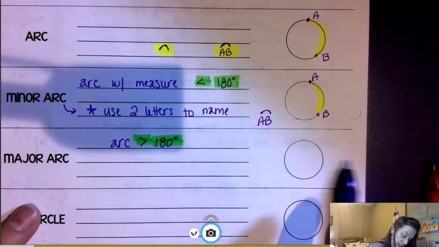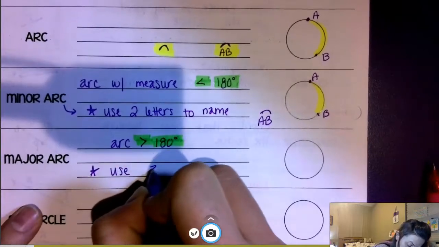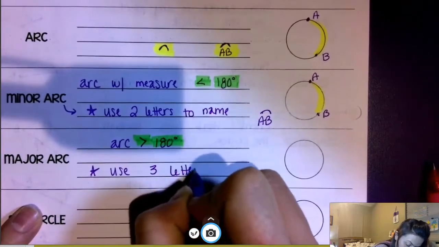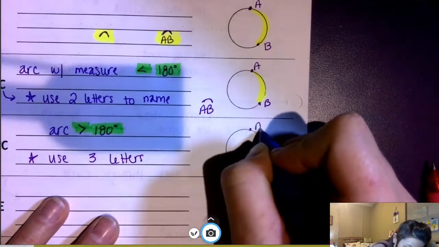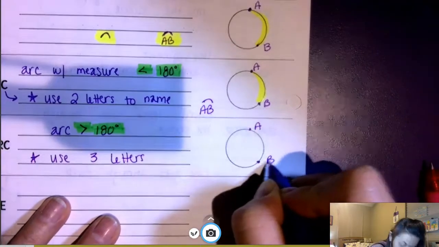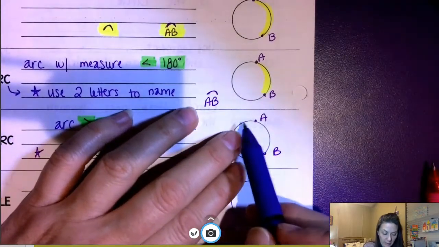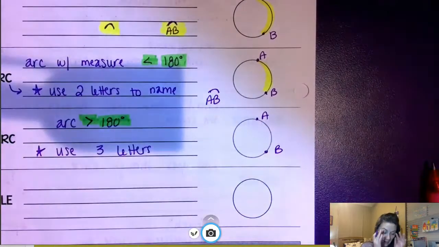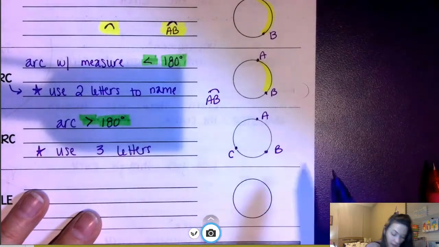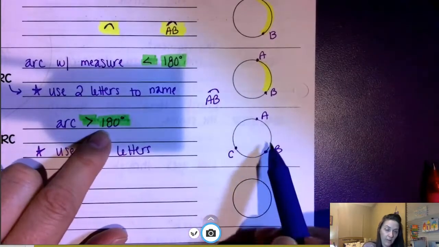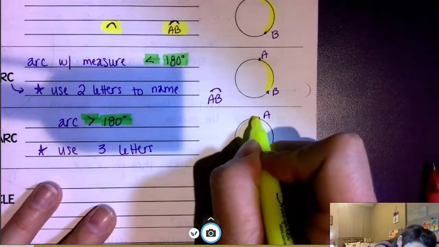Okay, now when you're naming a major arc, you are going to use three letters. The reason for this is, let's say we have A, B in the same spot here. Well, that's less than 180. You can tell that it's not a diameter, it doesn't go through the center. It's less than 180. Let's say we have point C over here. Now, I don't want you to go the short way from A to B. I want you to go the long way.